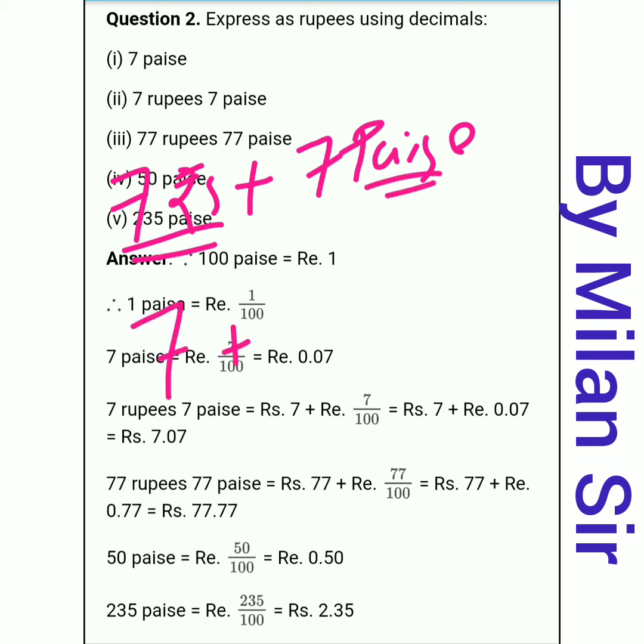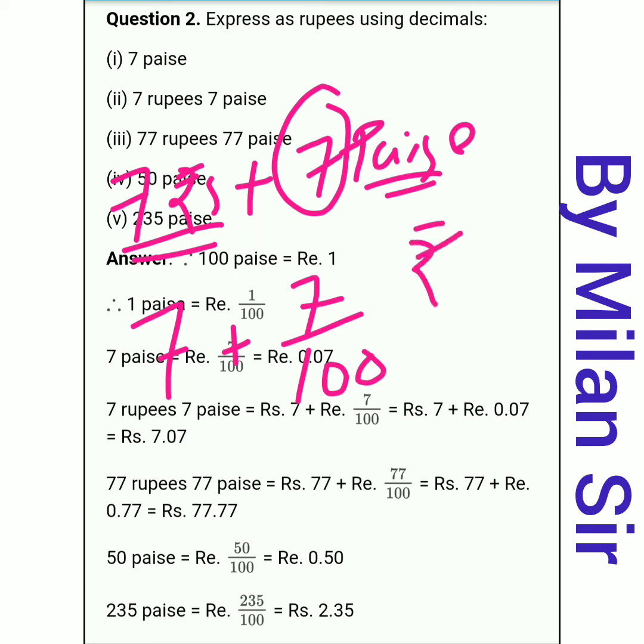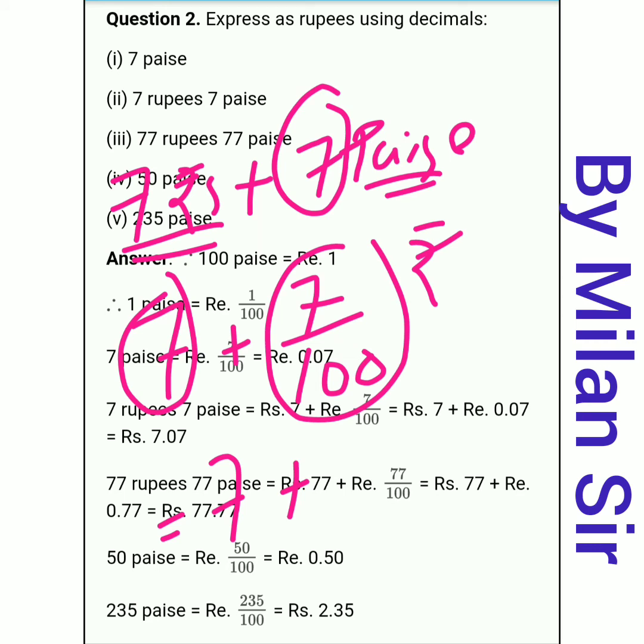Now this paisa we need to convert into rupees, so we need to divide this 7 by 100. So 7 by 100 will be converted into rupees. Again our 7 remains as it is. Now here 7 by 100, that means 7 upon 100. In the denominator we have two zeros, so before 2 digits we need to put 0, and only 1 digit we have, 7, so before that we need to write 0, so it becomes 0.07 rupees.